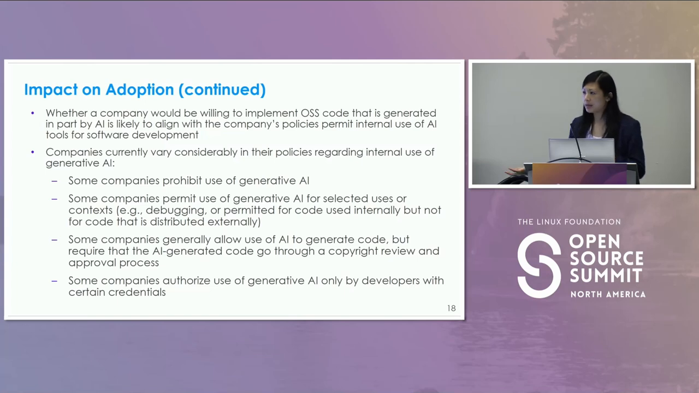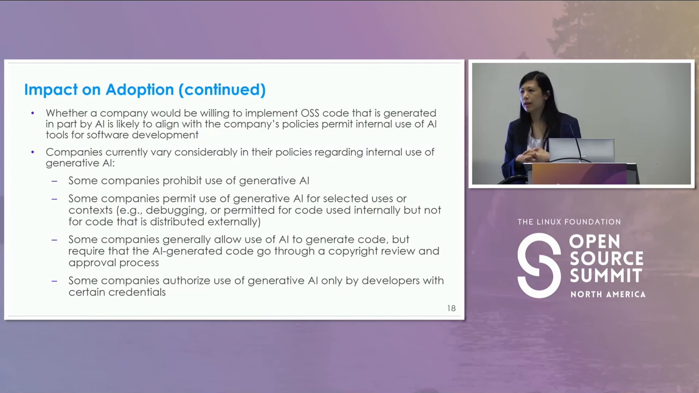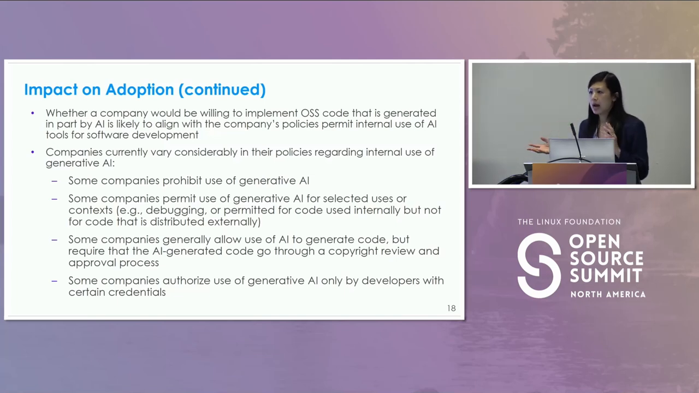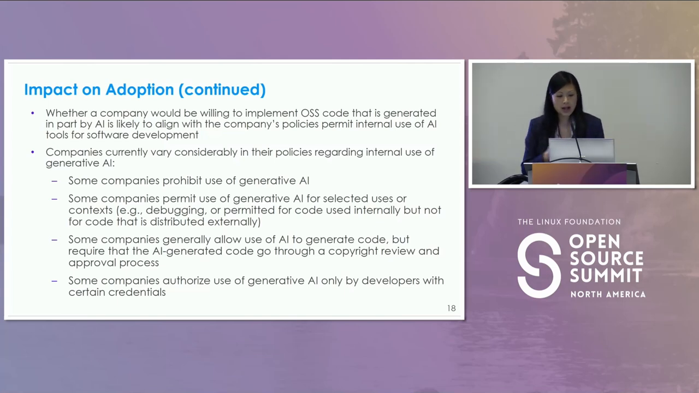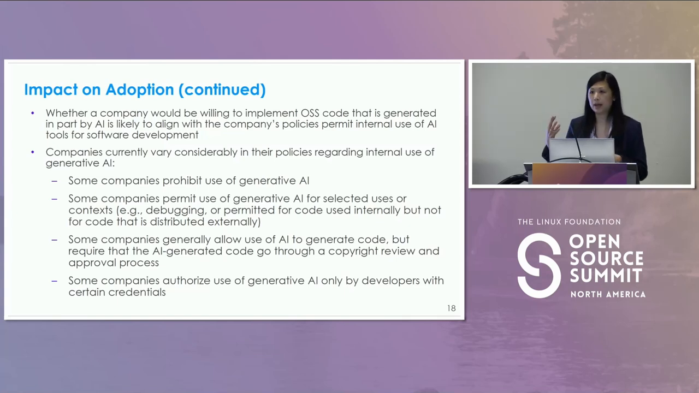There are some companies that permit use of AI for selected uses and contexts, but not others. For example, there are some companies that will allow their employees to use it for debugging, but place restrictions around use of generative AI for developing new features. There are some companies that will allow generative AI to develop code that is consumed internally, but not for code that's incorporated into products that are distributed outside the company. Some companies will generally allow use of AI tools for developing code, but they require that the code go through some type of internal copyright review process before it can be incorporated into a product.